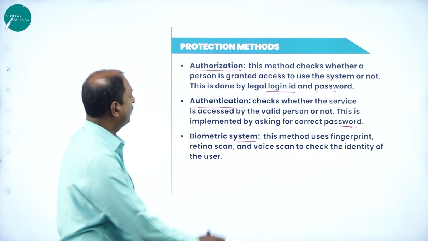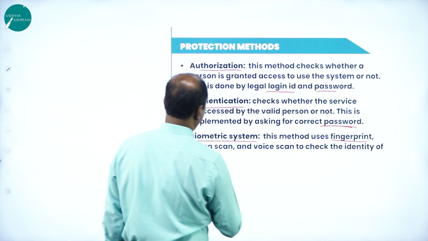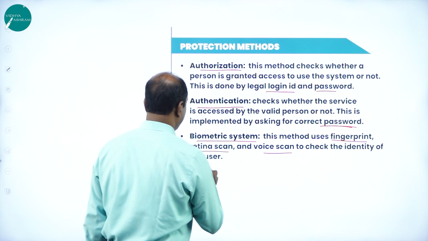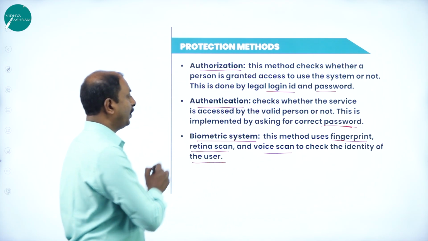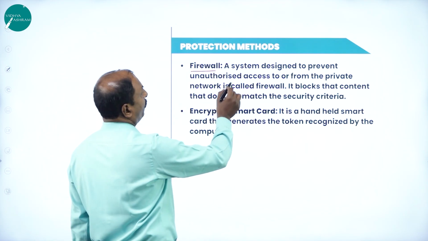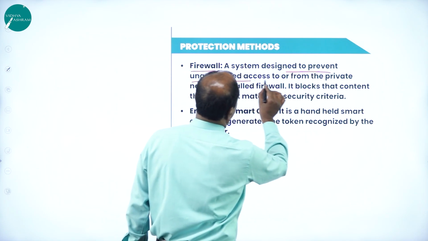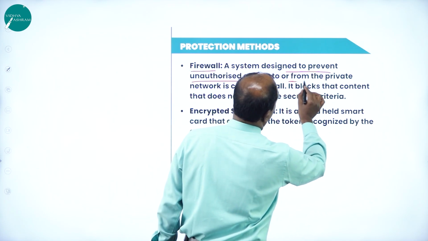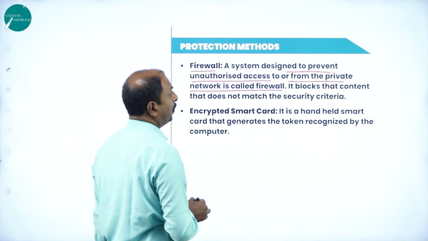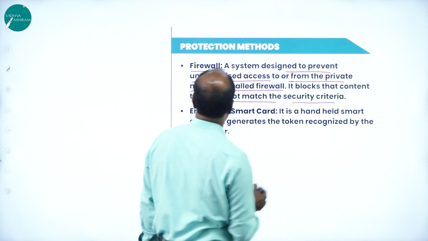Next one is the biometric system. This method uses fingerprint, retina scan, and voice scan to check the identity of the user. This is the biometric system. Next one is firewall. A firewall is a system designed to prevent unauthorized access to or from a private network. It blocks the content that does not match the security criteria.